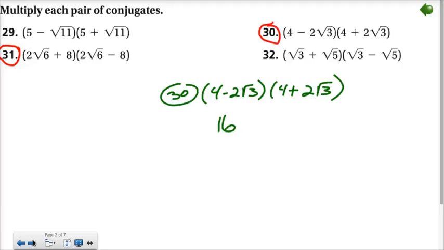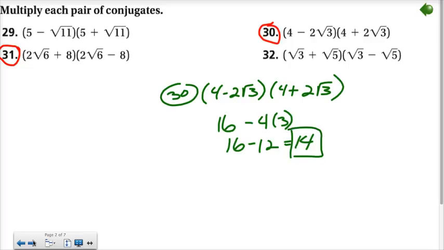Then last times last, well, negative 2 times 2 will give you negative 4. The square root of 3 times the square root of 3 will give you 3. And you get 16 minus 12, which is 4. So again, we talked about conjugates in class as a way to eliminate a radical in the denominator. You gotta get a little practice at just using them first in order to make sure that's going to happen.